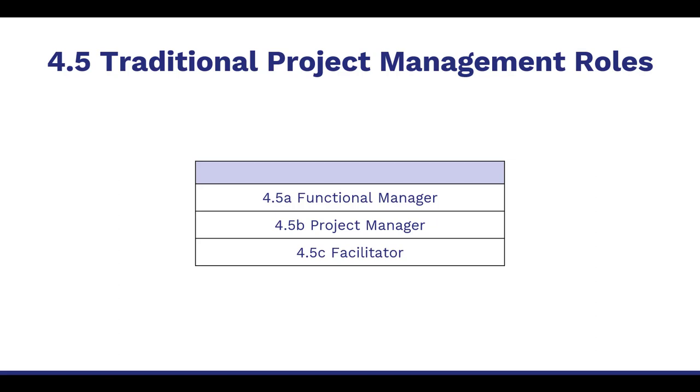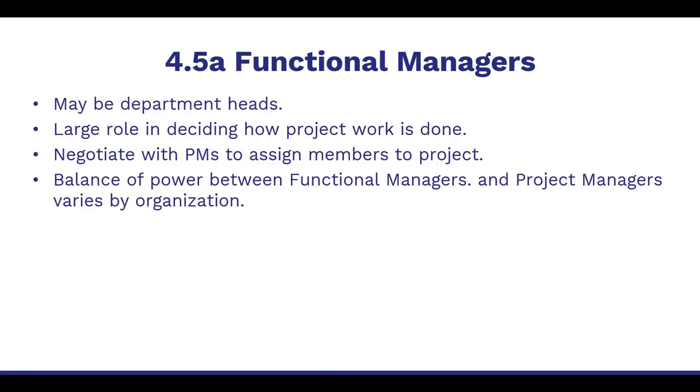Then we have what's called the traditional project management roles, where we have the functional manager, and then we have the project manager, and we have the facilitator, which we'll go into in some of these slides. The functional managers may be department heads. Their larger role is deciding how project work is done. Functional managers negotiate with PMs to assign members to the project. Functional managers also balance power between a functional manager and a project manager. Basically, it varies based on the organization.